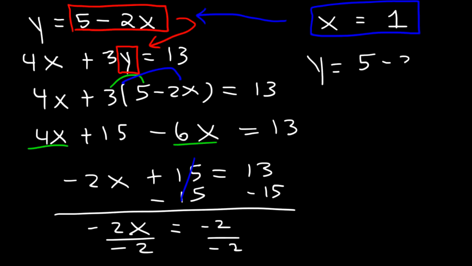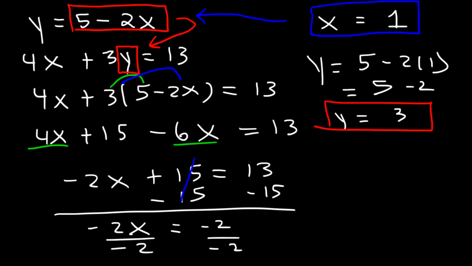So 5 minus 2 times 1. 2 times 1 is 2, and 5 minus 2 is 3. So y is equal to 3. Therefore, the solution to this system of equations is 1, 3.